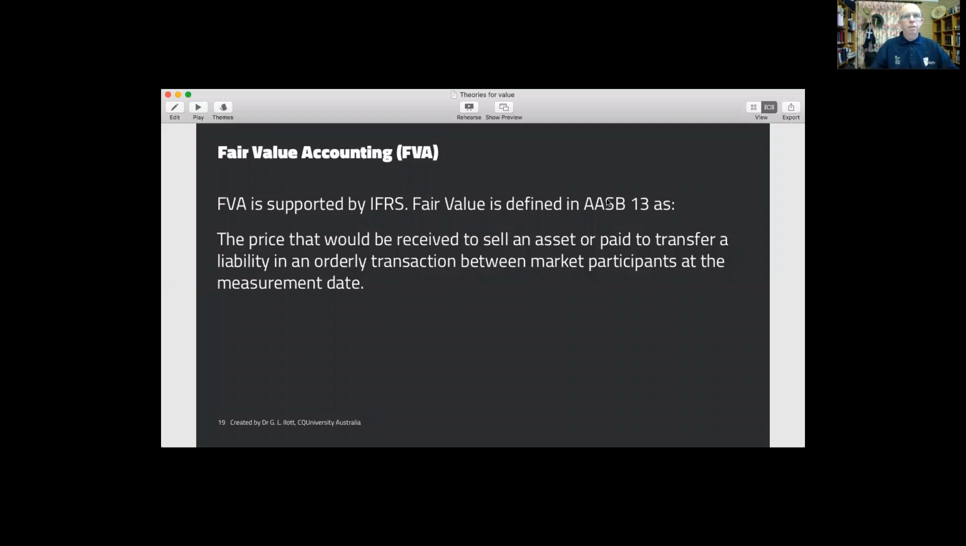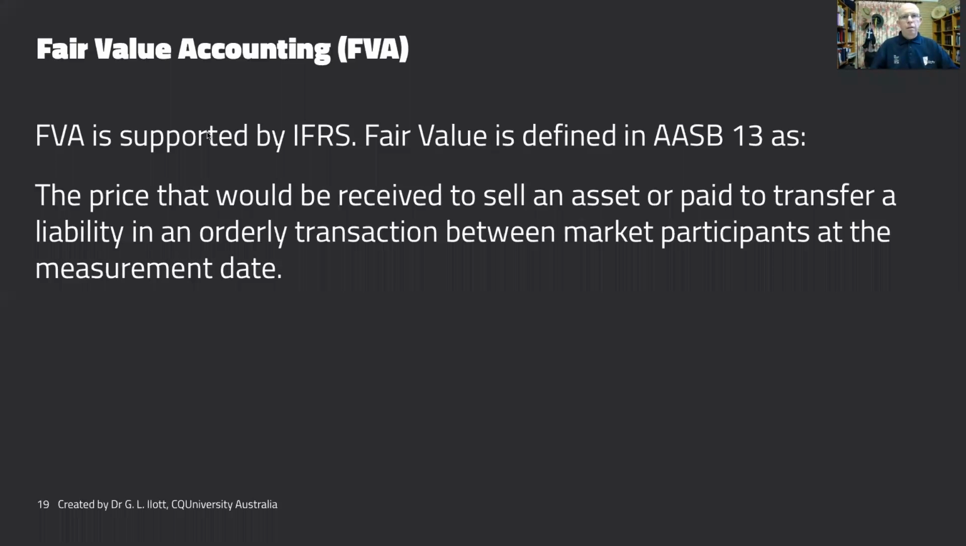Our final method to discuss for the valuation of assets is fair value accounting. And it has the distinction, along with historical cost, of being the only method that is supported by the IFRS, and it's also supported by the USA GAAP. So let me just recap that. Historical cost and fair value accounting are the only valuation methods currently supported by the international accounting standards.